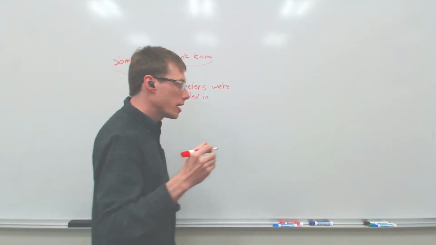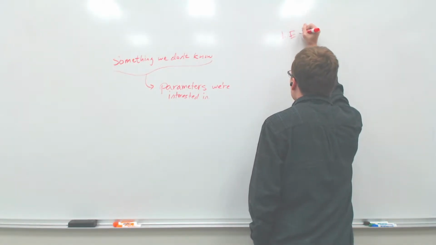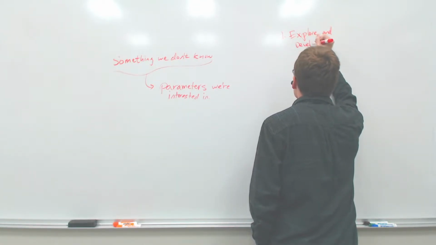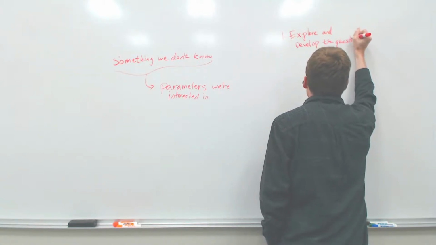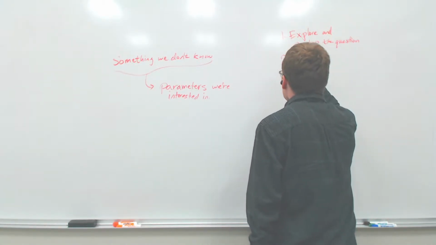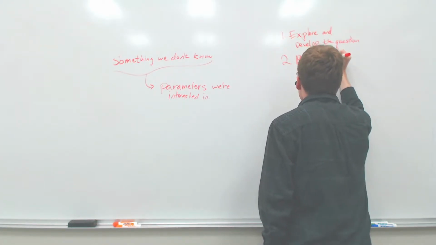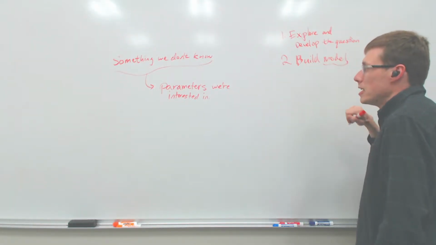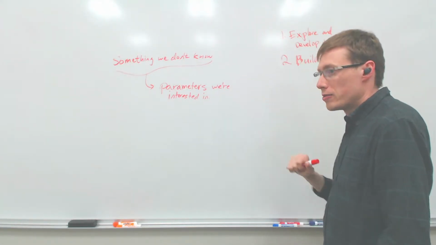And so the idea is that the first step is to explore and develop the question. The next thing is to build a model. And when you build the model, what you're doing is that this model is the thing that says, okay, first of all, what are the parameters that we're interested in from our question?